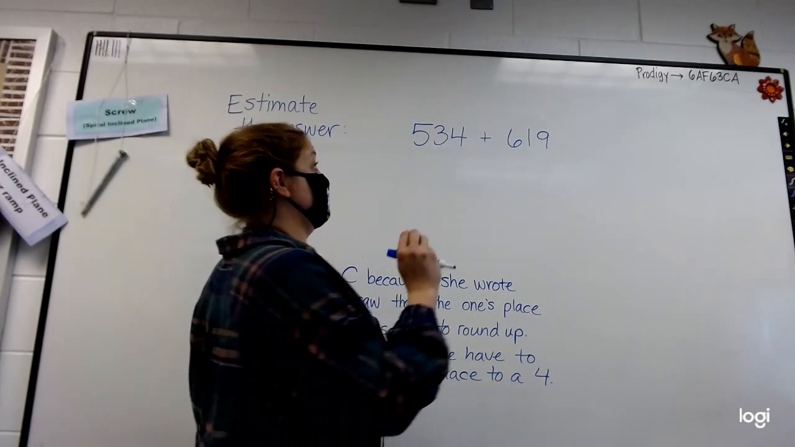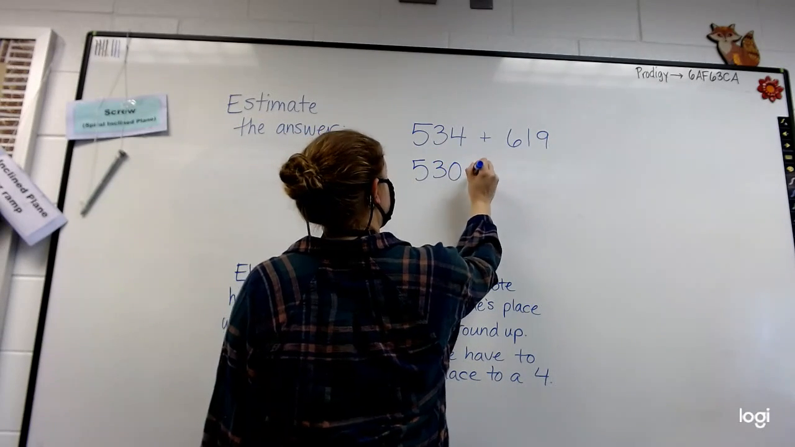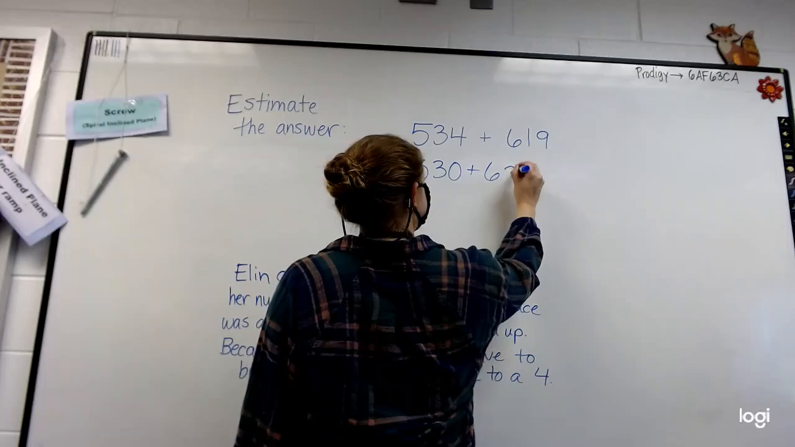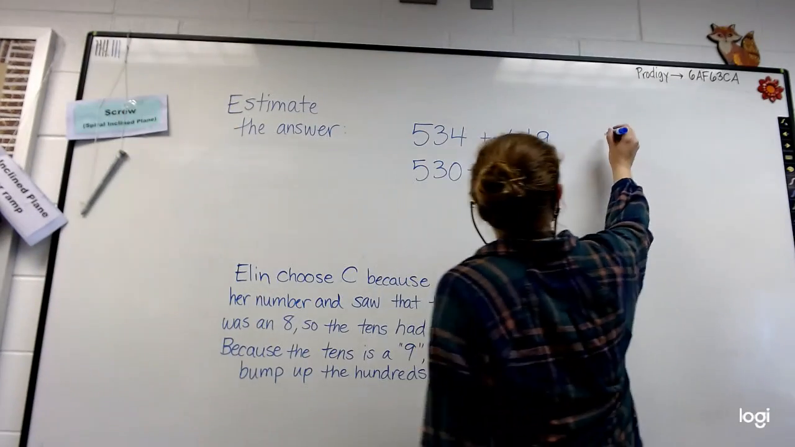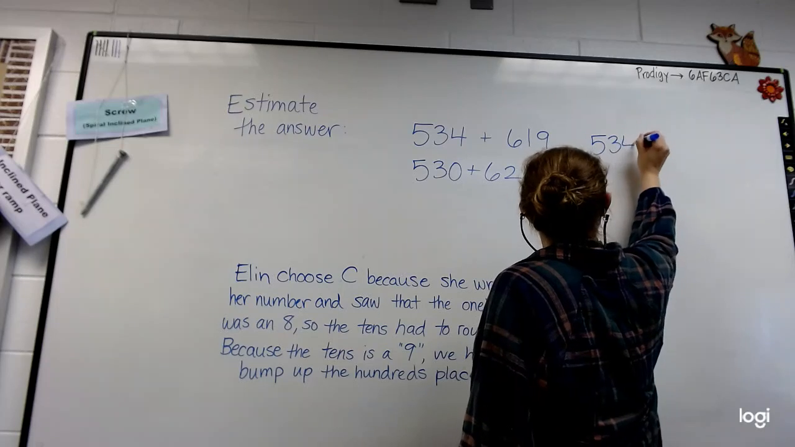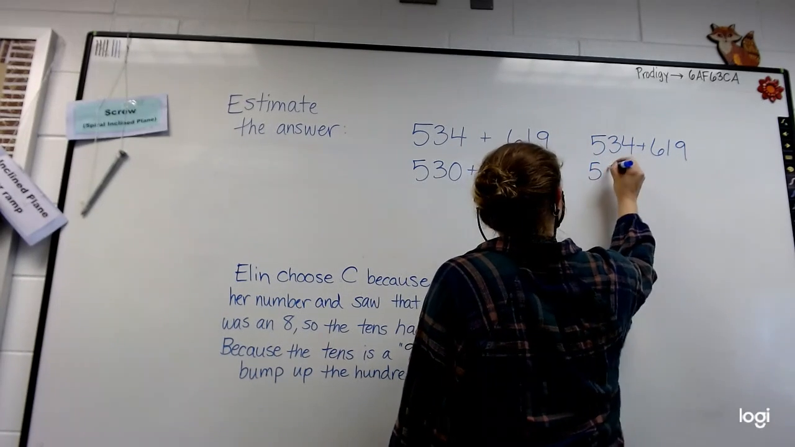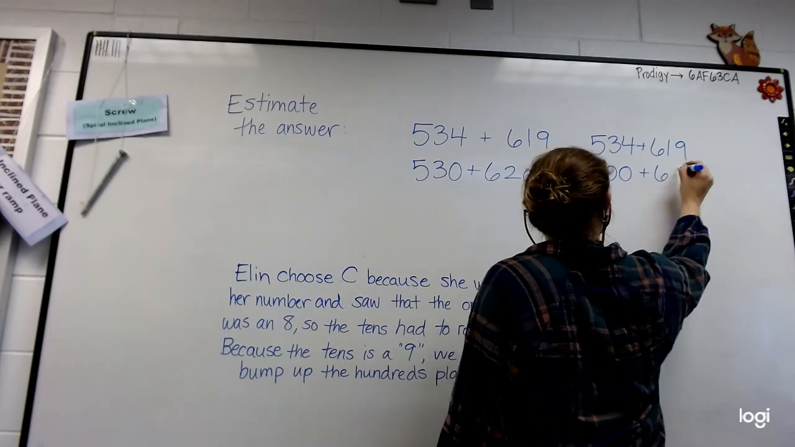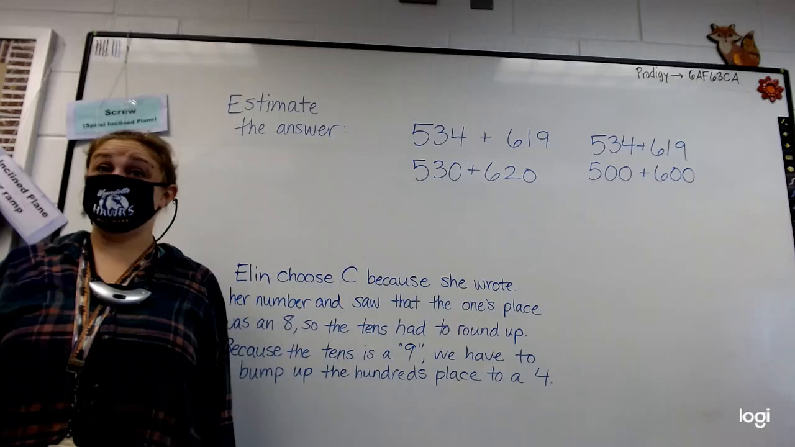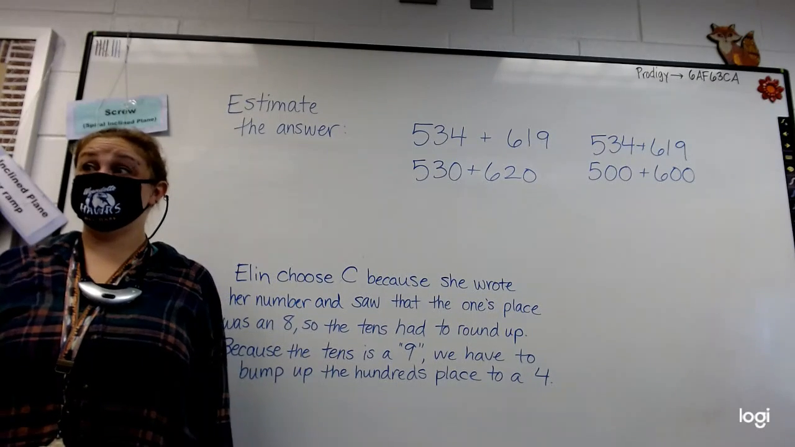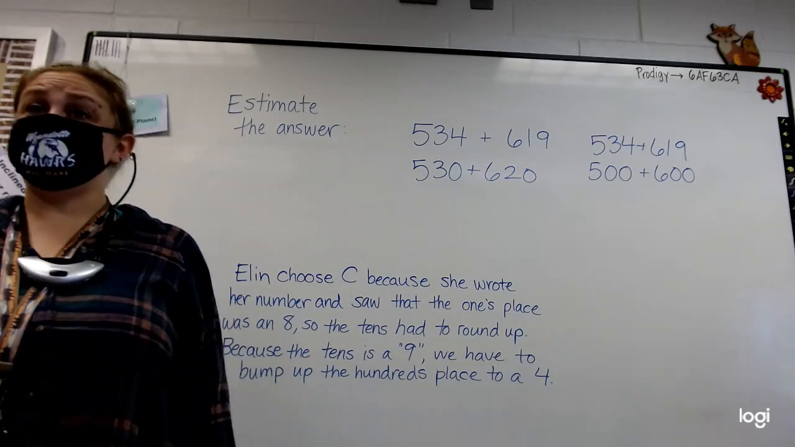If I round to the nearest 10, look at what I would have. I would have 530 plus 620. If I round to the nearest 100, let's see what that would look like. I would have 500 plus 600. So you guys tell me which is easier, rounding to a bigger place value or a smaller place value. Hayden? The 100. Yeah. So I hope you're listening in the back.